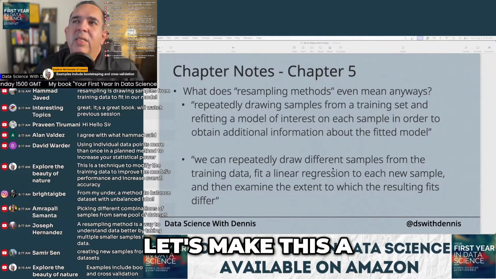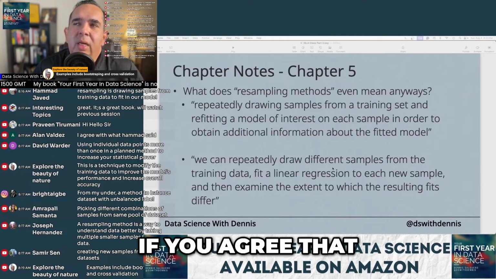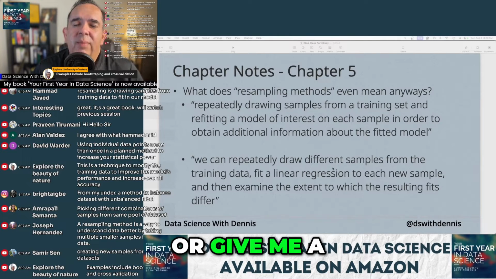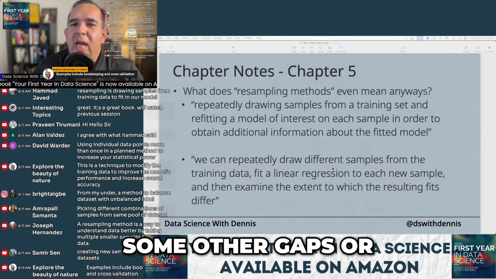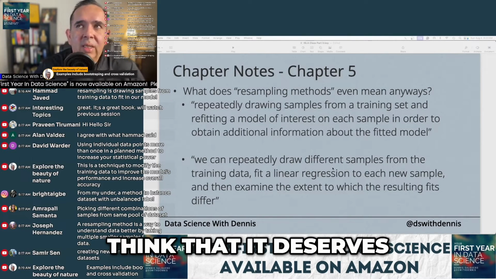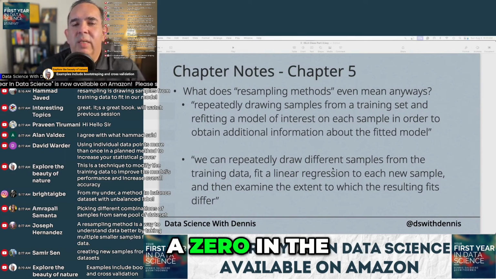So you know what? Let's make this a quick poll. Give me a 1 if you agree that the chat correctly identified what the author said, or give me a 0 if you think that there might be some other gaps or if you see it a different way. Generally speaking, I think that it deserves a 1, but give me a 1 or a 0 in the chat.